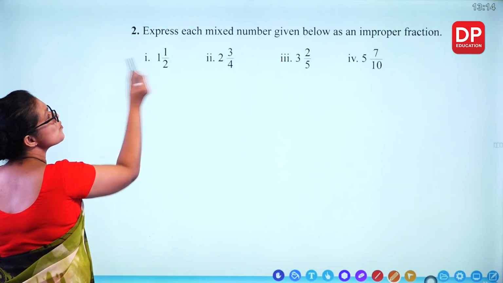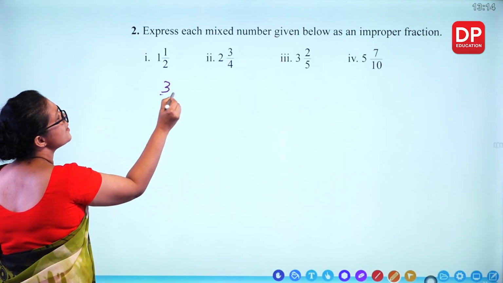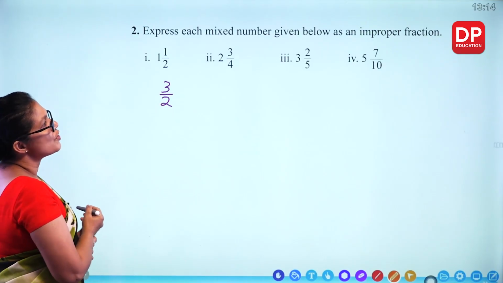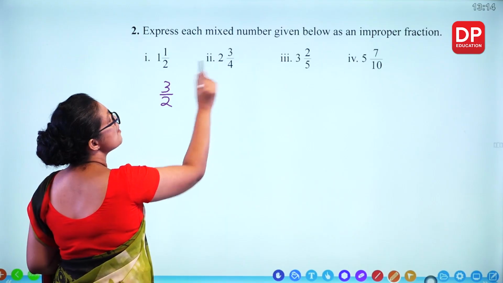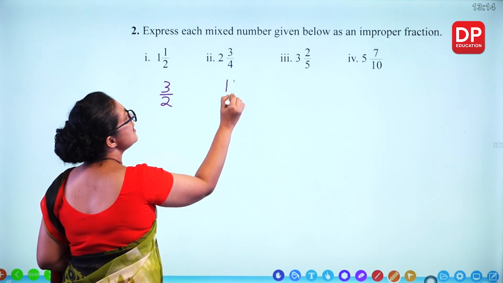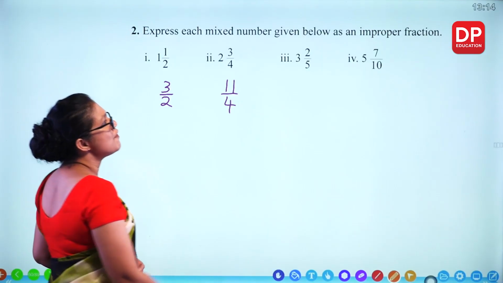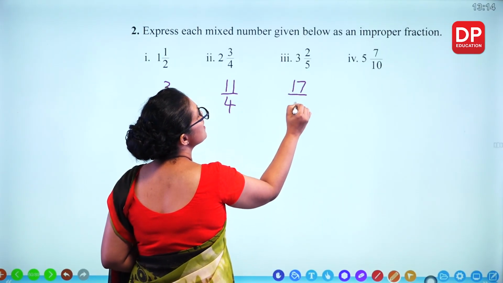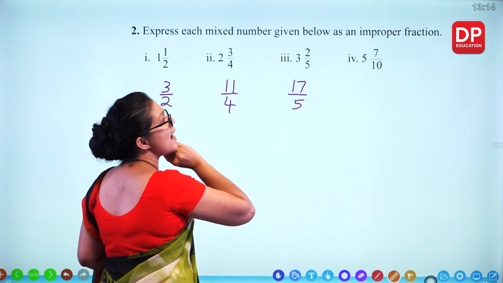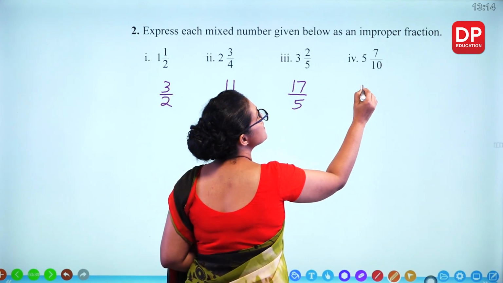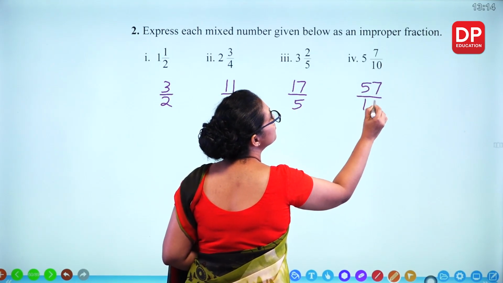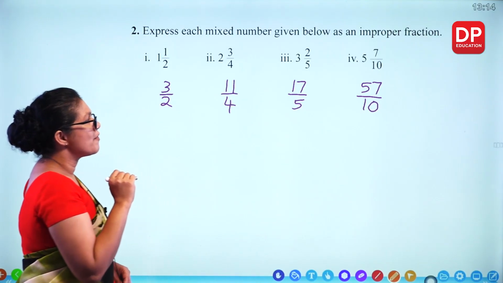Here 2 times 1, 2. 2 plus 1, 3. 3 over 2. This one, 4 times 2, 8. 8 plus 3, 11. 3 times 5, 15. 15 plus 2, 17. 10 into 5, 50. 50 plus 7, 57. These are improper fractions.